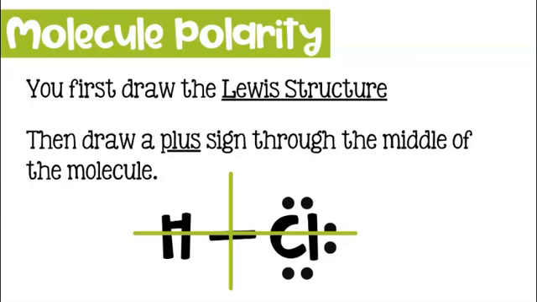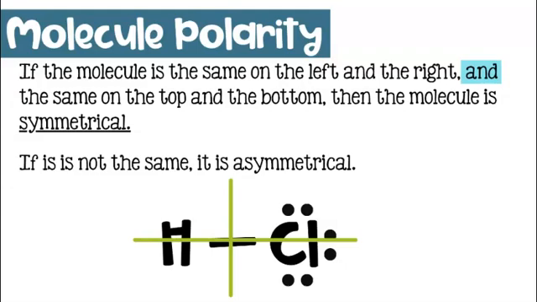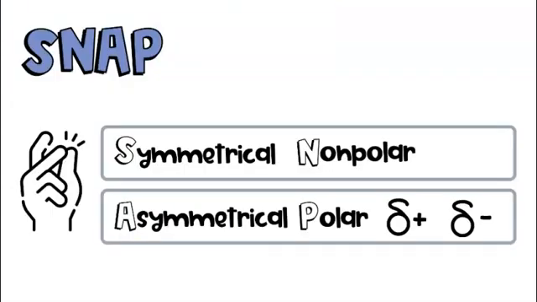Well, first you need to draw the Lewis structure. Then draw a plus sign through the middle of the molecule. If the molecule is the same on the left and the right, as well as the same on the top and the bottom, then the molecule is symmetrical. If it is not the same, it is asymmetrical. If you look here, you will see that HCl is asymmetrical. Symmetrical molecules are always nonpolar, whereas asymmetrical are polar. You can remember this with SNAP.